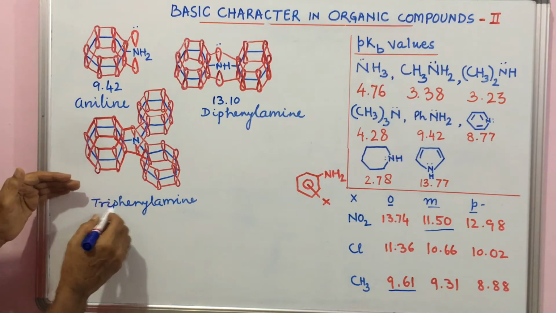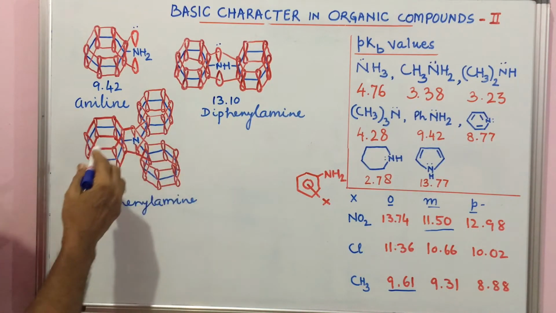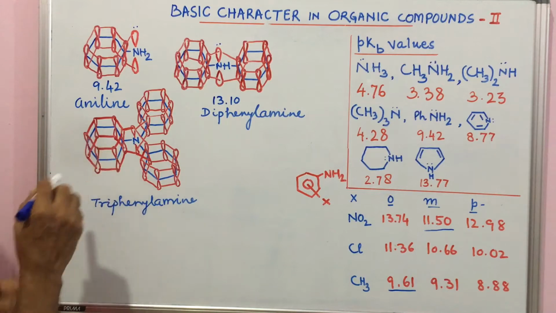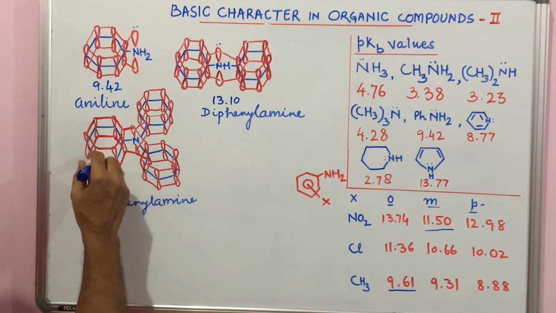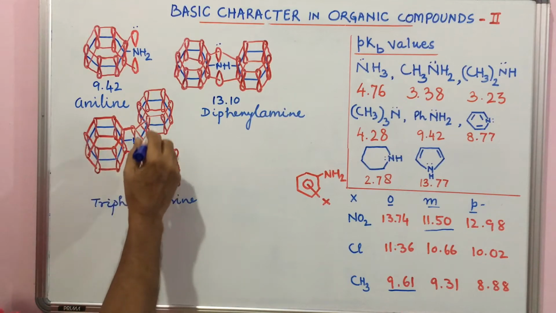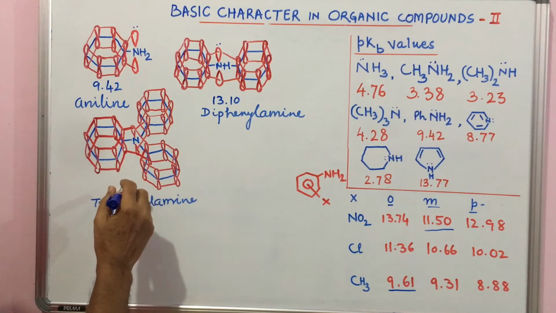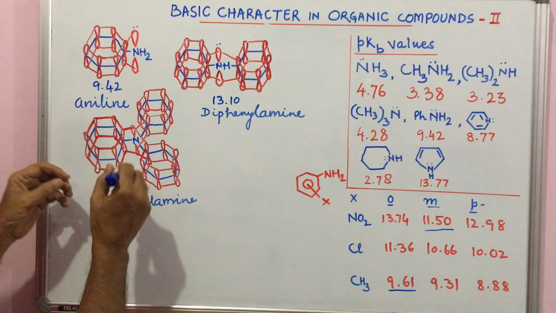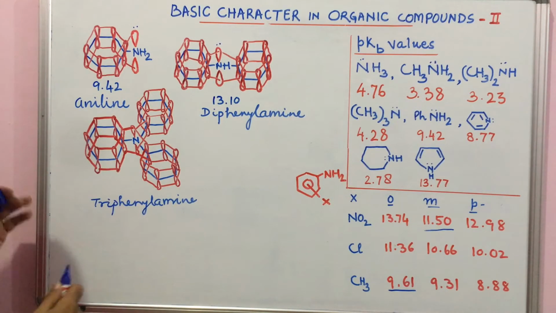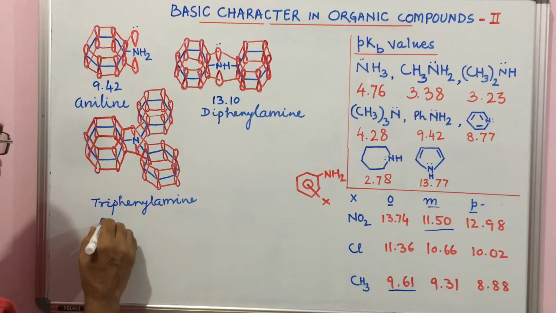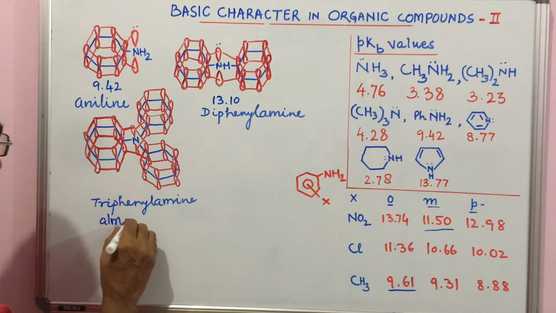In this case, triphenylamine, you have 3 rings and this electron pair is delocalized onto these 3 rings and becomes very much less available, and that is why triphenylamine is almost non-basic.